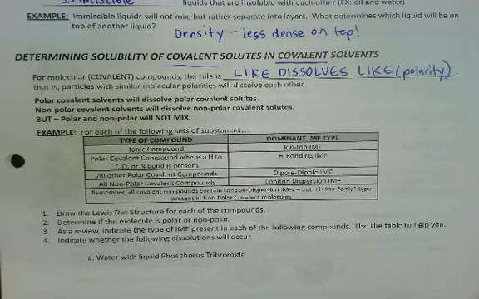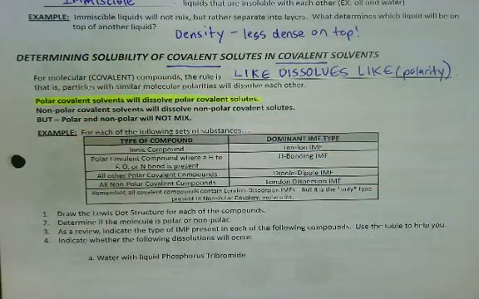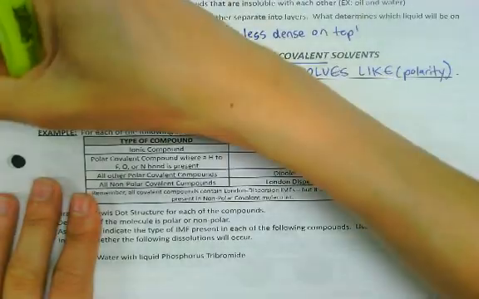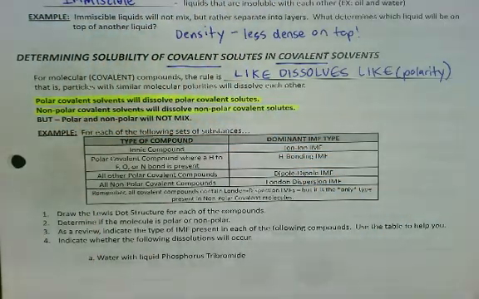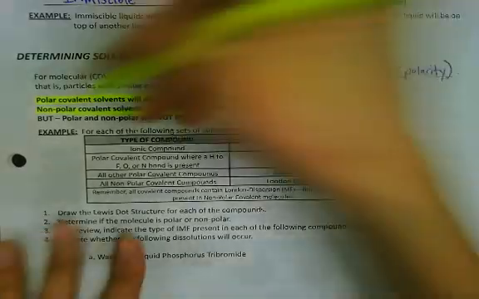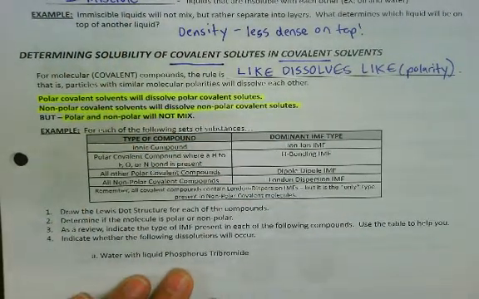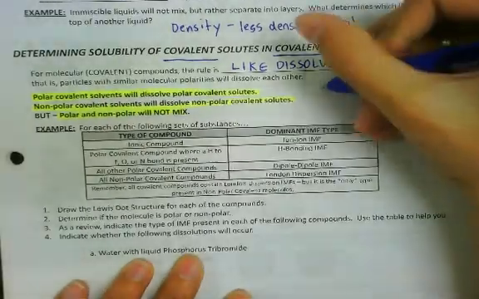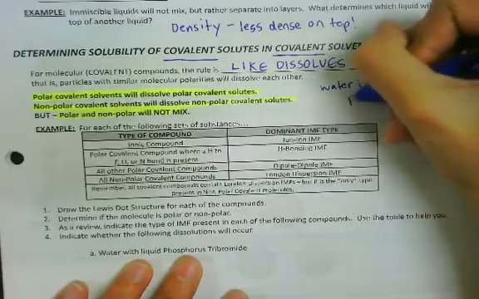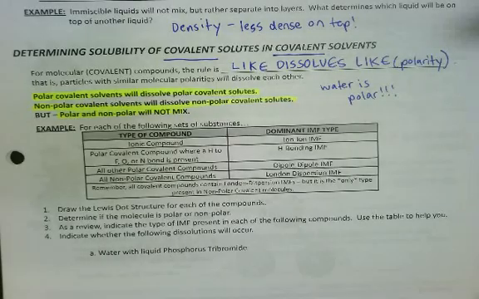Okay? Like dissolves like. So what that means is that polar covalent solvents will dissolve polar covalent solutes. And nonpolar covalent solvents can dissolve nonpolar covalent solutes. If you try and put a polar and a nonpolar covalent compound together, they will not mix. That is why oil and water do not mix. Oil is nonpolar, water is polar. Water is famously polar. I'm actually going to write that right here. If you remember one thing from this class, remember that water is polar. It's very important in chemistry. Okay? Water is polar.